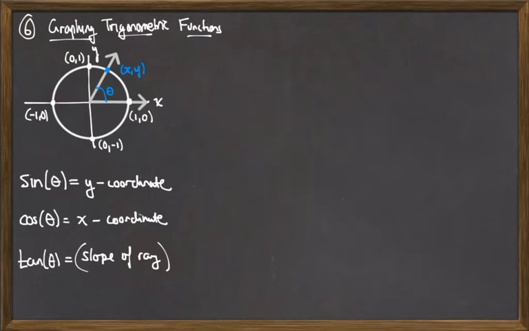In this video, we'll review the graphs of the three basic trigonometric functions, sine of theta, cosine, and tangent. The important thing is to remember how they relate to the geometry of the unit circle. I've drawn that here. Here's the unit circle.